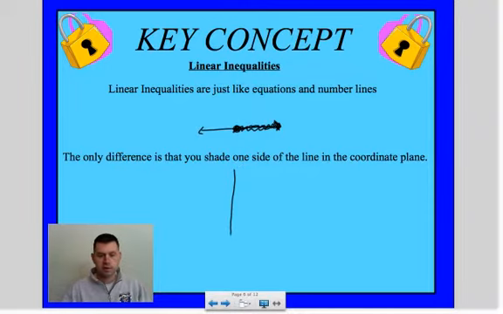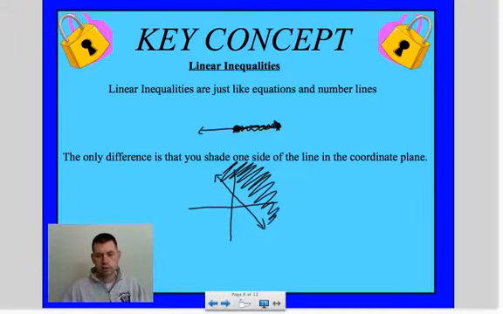The difference for this lesson is we're going to have a Cartesian plane, a coordinate plane. We're going to have our line, but we're going to shade one side of the line. That's really the only difference. So it almost, I don't want to say three-dimensional, but it puts it back into that two-dimensional type of look.